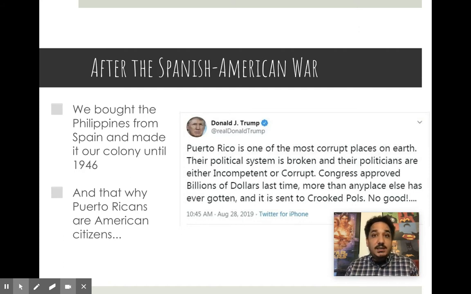Some people say, yes, look, we made them our colony, so we need to take responsibility for that. Others would say, hey, that was a long time ago. Maybe we need to let Puerto Rico go on its own now. So again, not a right or wrong answer. I want you to think hard about it, be reflective, and give me your honest opinion. What do you think? Should we have to take care of Puerto Rico still because we made them our colony? Or should we be like, you know what, Puerto Rico, you're kind of on your own?